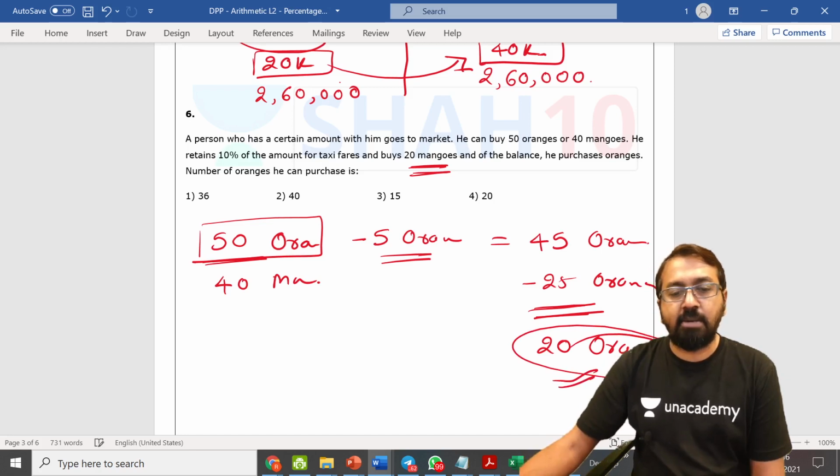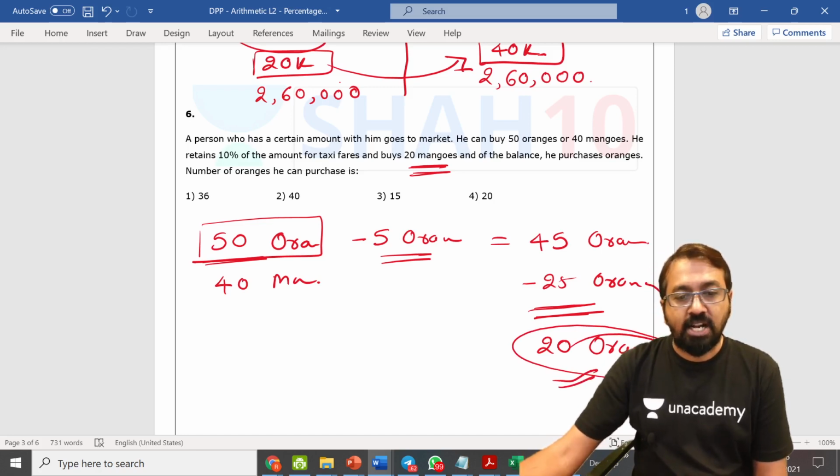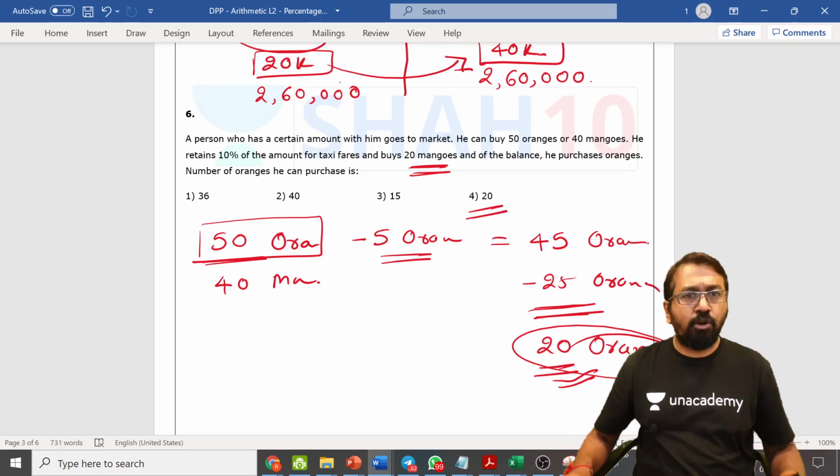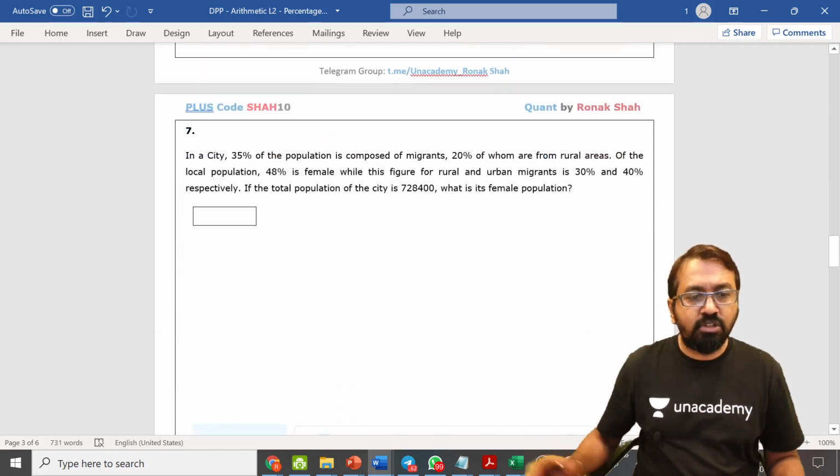So he can definitely buy 20 oranges now. So that is what they are asking. So the number of oranges he can purchase is equal to 20, as we can see over here. So I hope all of you have understood this. Now let's go to the next part.